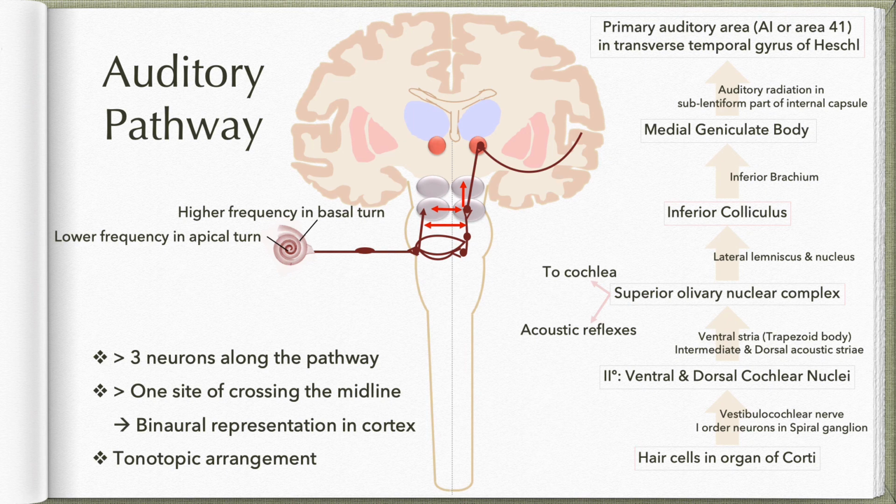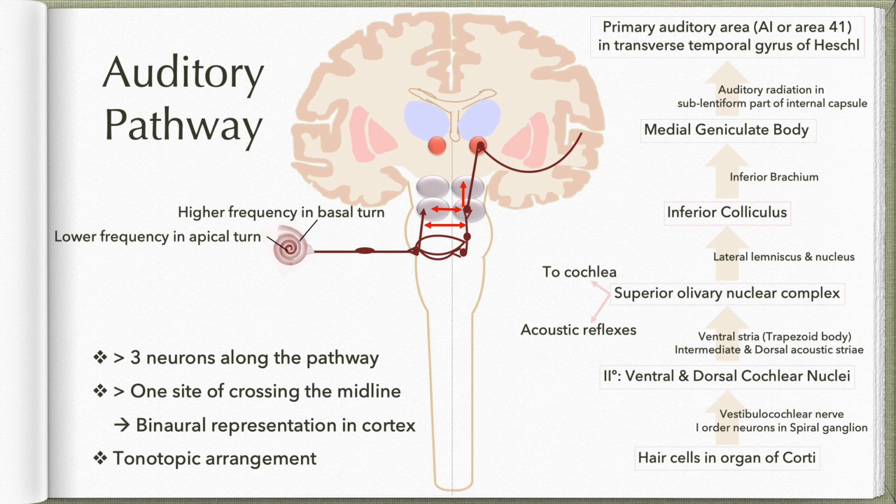Second interesting feature is it has more than one site of crossing fibers across the midline, not only at the acoustic striae within the lower pons, but also the fibers are exchanged between the right and left sides in the lateral lemniscus as well as in the inferior colliculus. Now this is important for each cortex to receive information from not only the contralateral ear but also from the same sided ear, which, as I said earlier, will be important in localizing the sound.